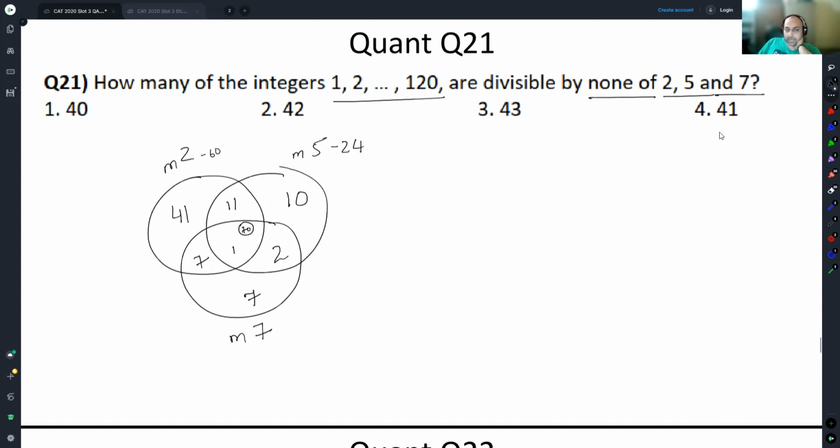So this is the entire count of numbers which are divisible by either 2 or 5 or 7. So from 120 numbers, if I remove this summation of the union of all these sets, I should get my answer. Let us see what the union is. 60 plus 10 plus 2 plus 7. So 60 plus 19. So we need 120 minus 79, or the answer is 41. Option 4, 41.